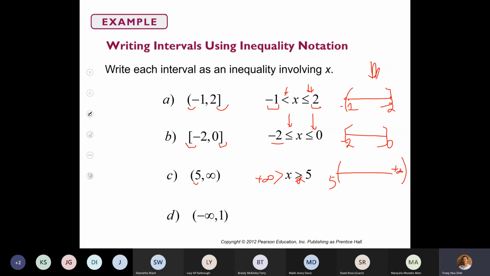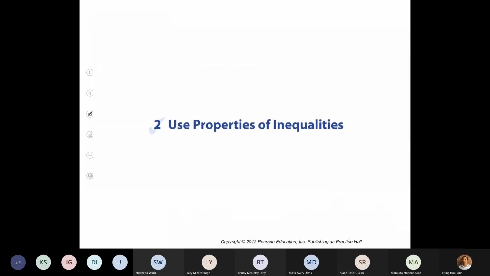Last one is almost similar. 1. Everything from the left of 1 is not included. Is it correct? So we can write x less than 1. So this is 1. Negative infinity. Okay. Very simple. I would say that. Any question about this?